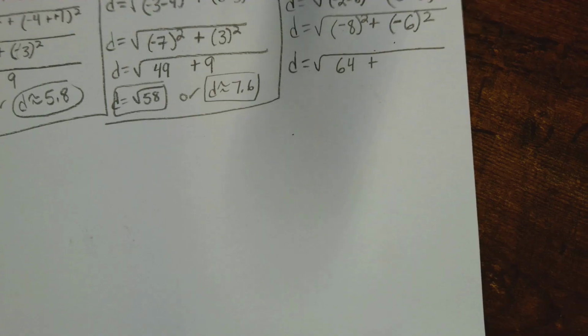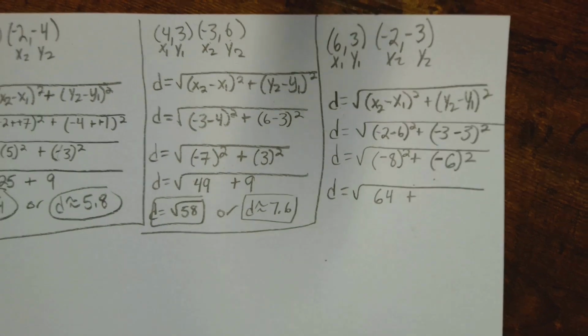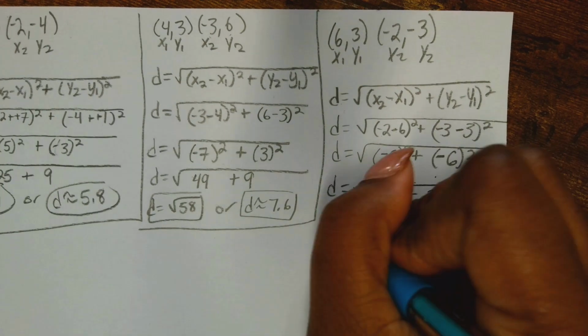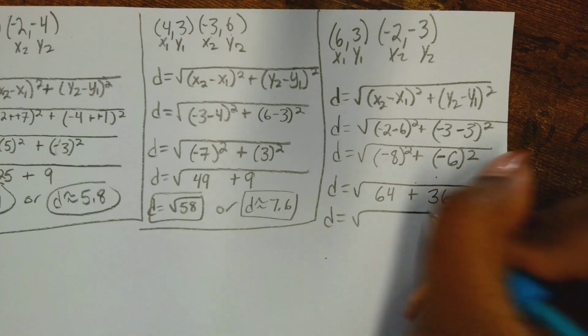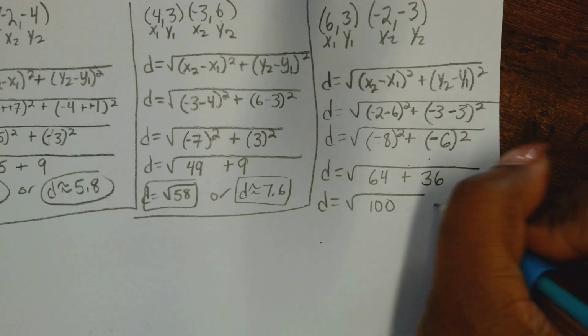So we got -6 squared. What's -6 times -6? 36. What's 64 plus 36? And what does that give you? All right.